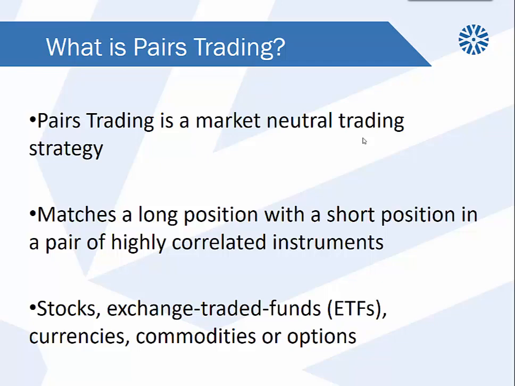What we're looking at is matching a long position with a short position in a pair of highly correlated instruments. So, what we'll be looking to do is buy one particular instrument while selling another instrument. As I mentioned in the previous slide, pairs trading can be employed across all manner of instruments and vehicles, so people will use it in stocks, indices, currencies, commodities, and they'll even use it in trading vehicles like exchange traded funds, which you may hear called ETFs, and they can even use options.